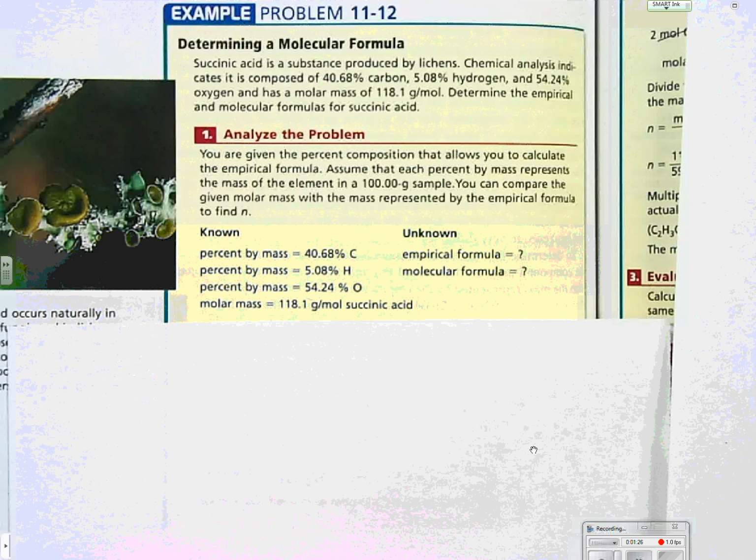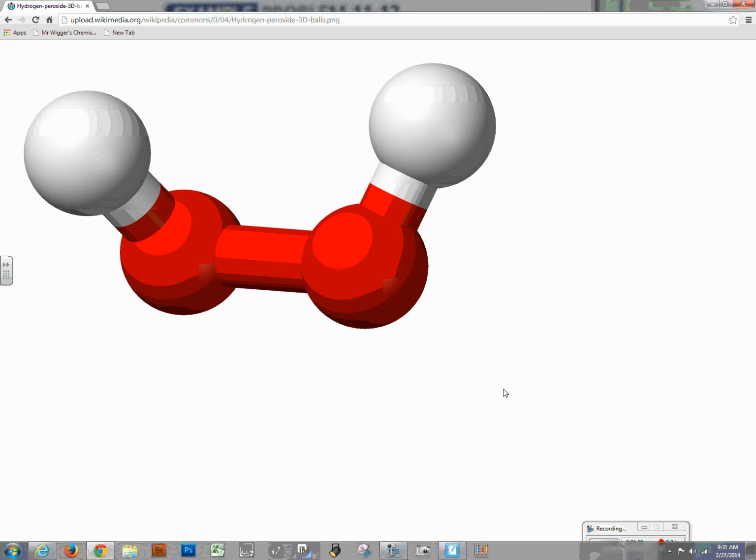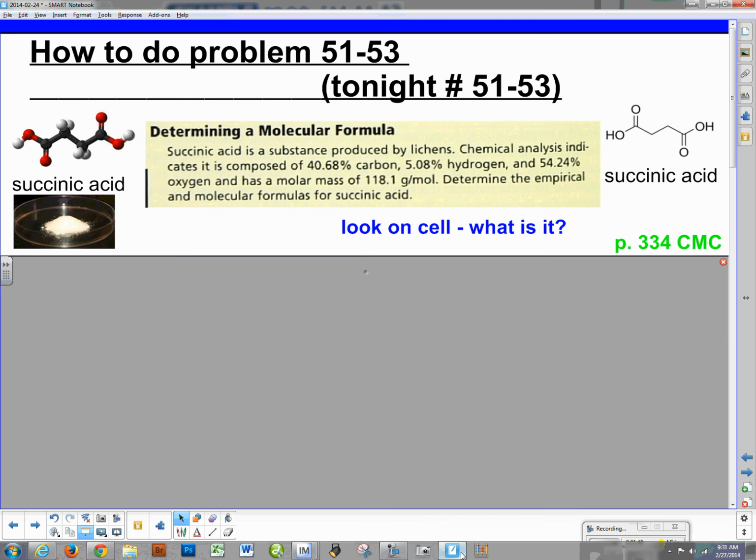So let's go back to the smartboard. That's hydrogen peroxide, by the way, H2O2. Yes, HO. Yes, definitely. Okay, so let's look now at what we're dealing with.